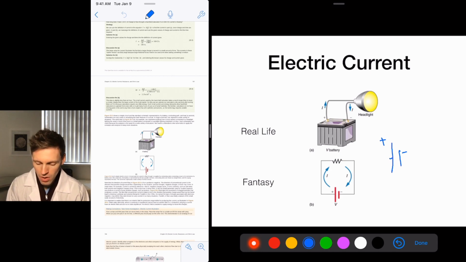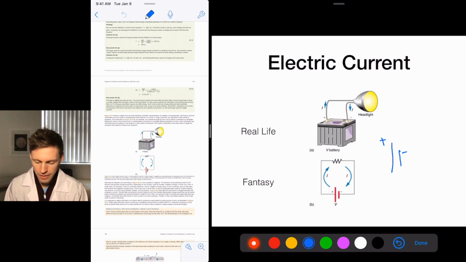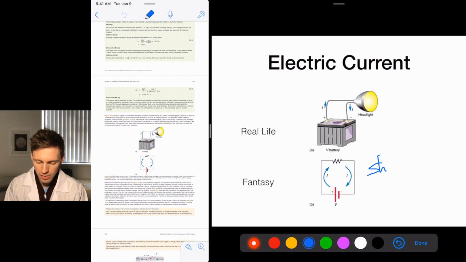So then we know that the current is going to flow around the circuit, in this case clockwise, from the plus side to the negative side, okay? And so this is called a schematic, okay?